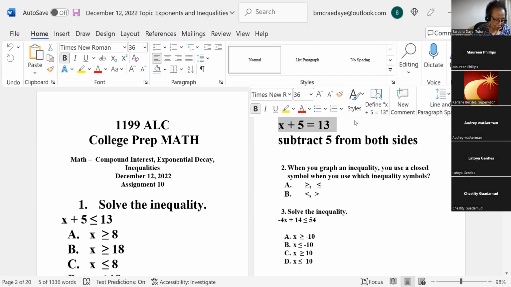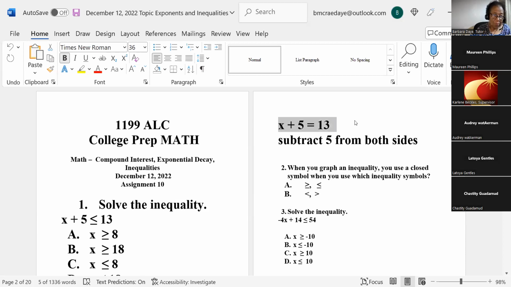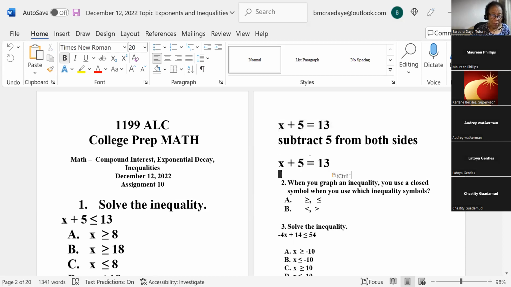The same operation. So what you said, let me just put this here. You subtracted 5 from the left side. That keeps your equation in balance. When you do the same thing to one side, you do to the other. So we subtract the 5 here. And we get x equals 8, right? x equals 8. Okay.